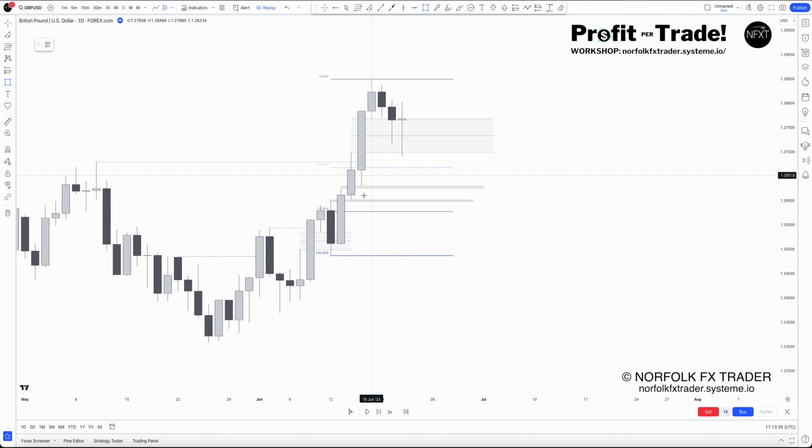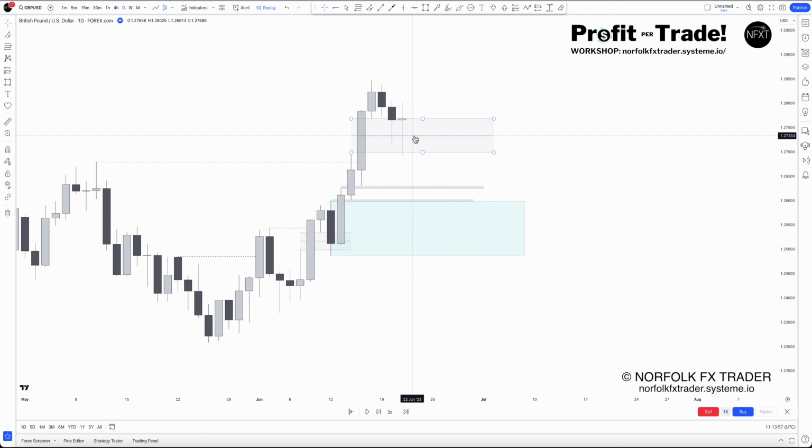Now we also have here an area of demand. So potentially a pullback to this gap and this gap, wicking through to demand, is an ideal area for a potential trade. It's going to be the swing pullback, and that's how we look at using these gaps. This gap is a potential reversal.